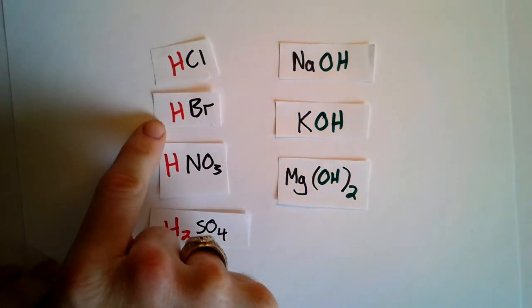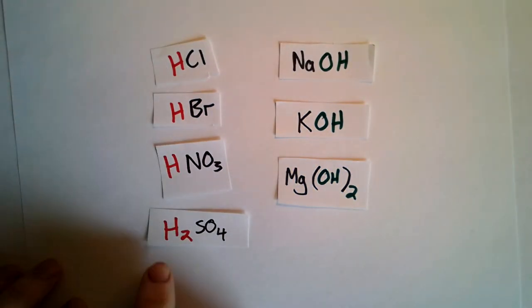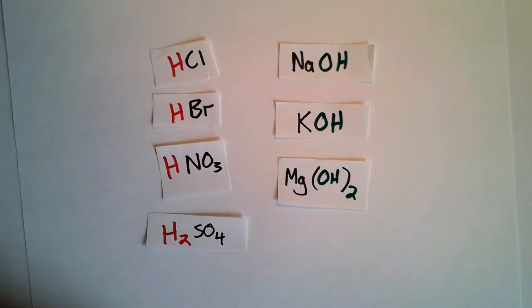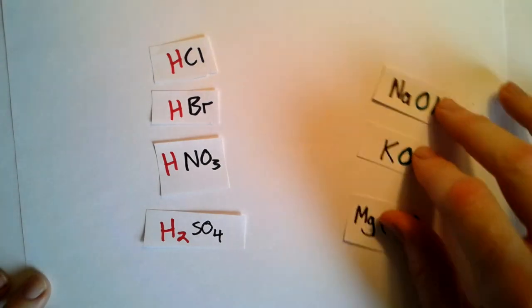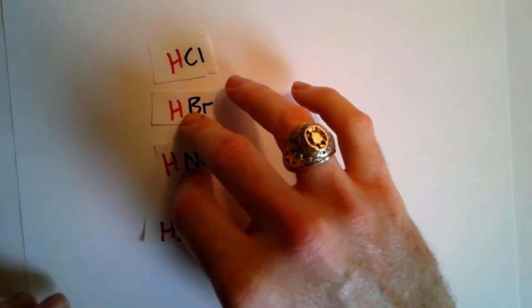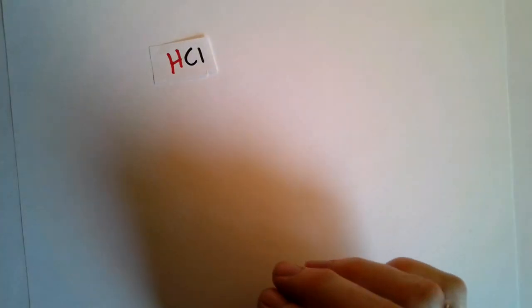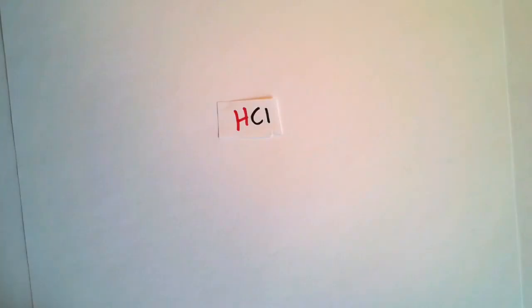So if it simply starts with H right here, the presence of that lone hydrogen will make it an acid, and the presence of the hydroxide will make it a base. Well, it can't be that easy, Russell, right? No, it's not. So let's just drop down to one acid right here.